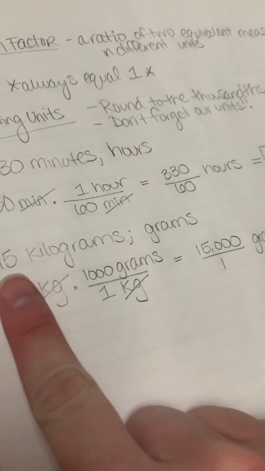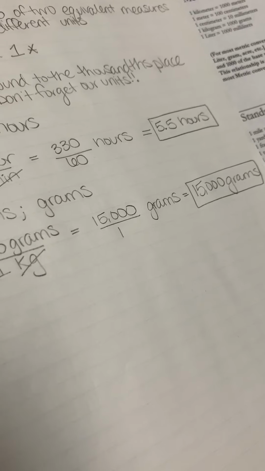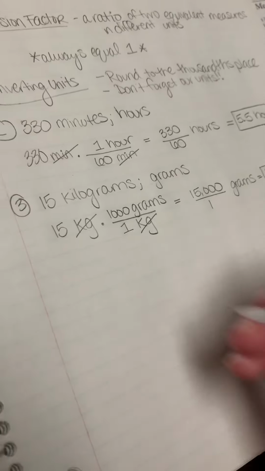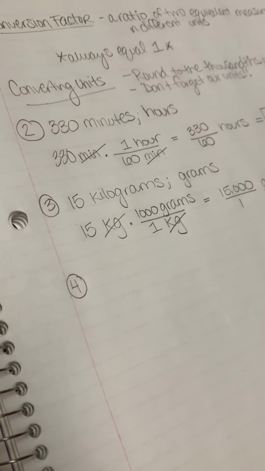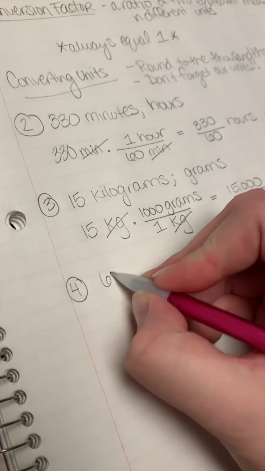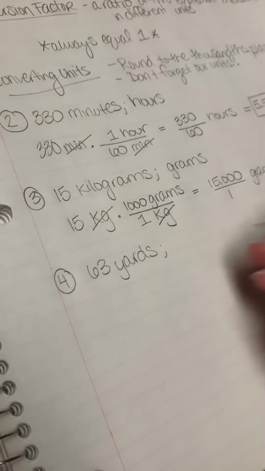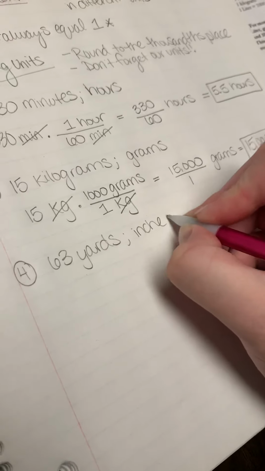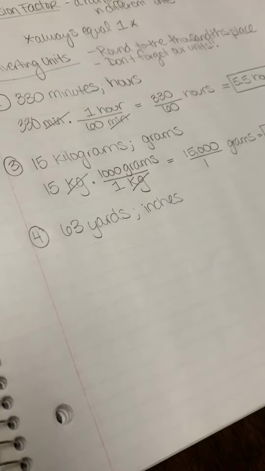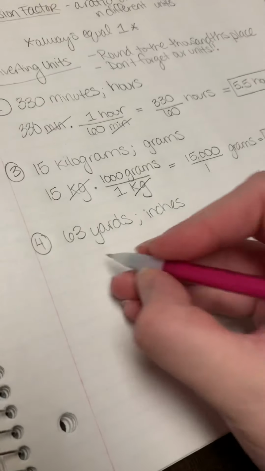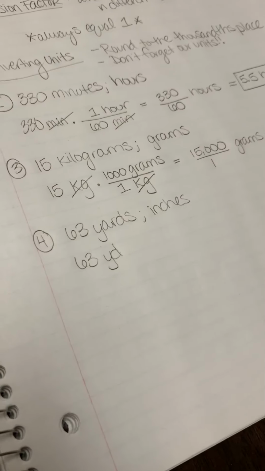So we've converted kilograms into grams. Let's try number 4. 63 yards into inches. 63 yards converting into inches. So we're going to start with 63, and YD is very common for yard.